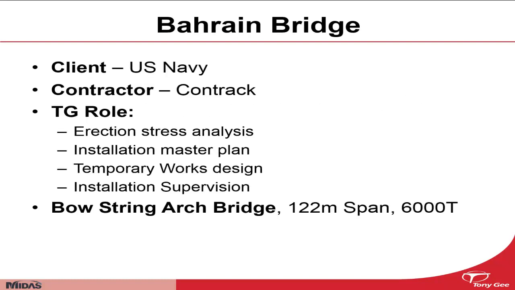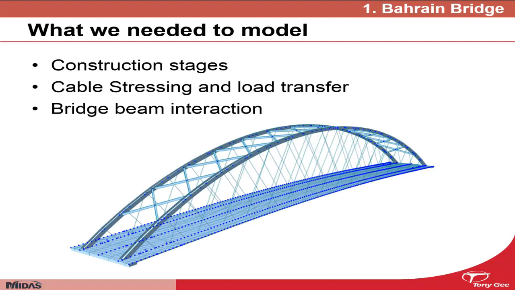Okay, so this bridge is a steel bowstring arch bridge, but the quirky part about it is that the deck is actually concrete. It's a post-tensioned concrete deck, transversely and longitudinally, with a steel girder for the arches, and then tension, obviously, hangers for the cables. This is our relatively basic view of the model, and constructing this model was not all that complicated, really.